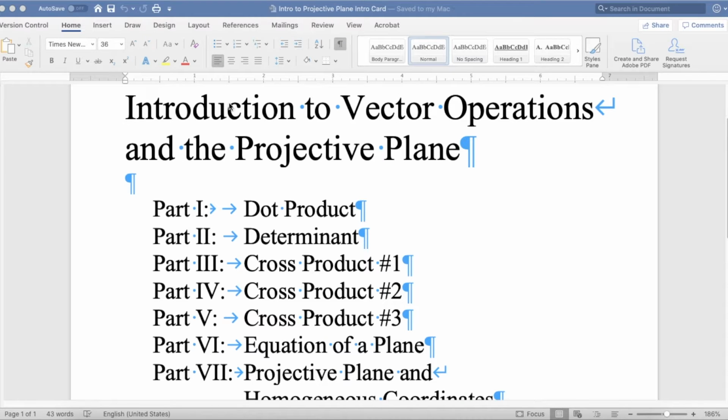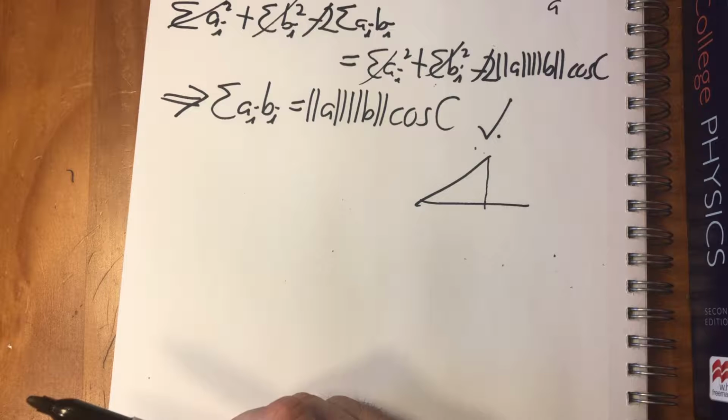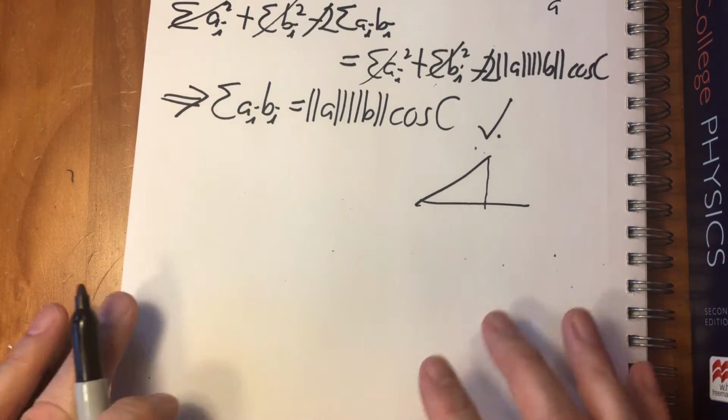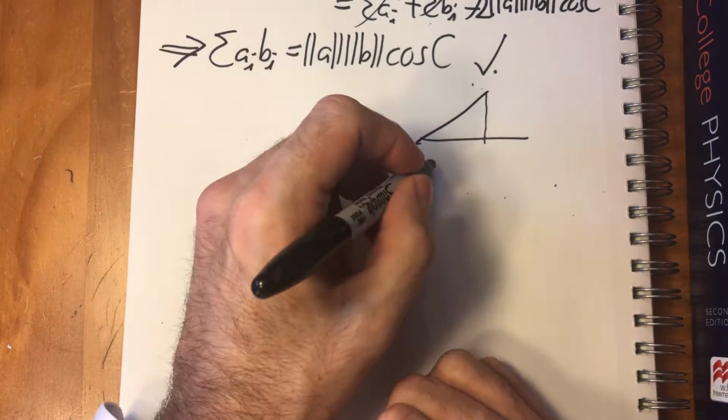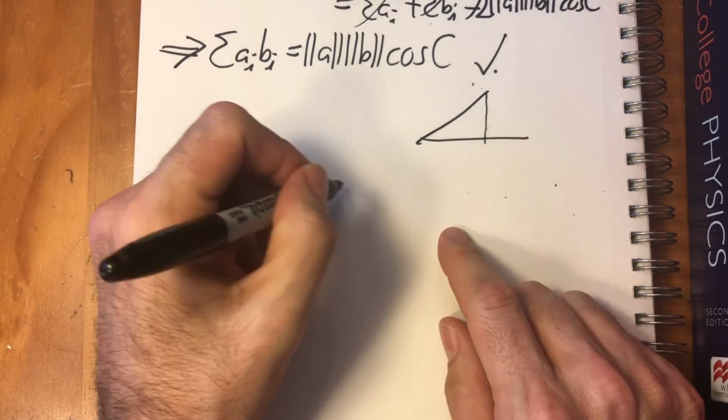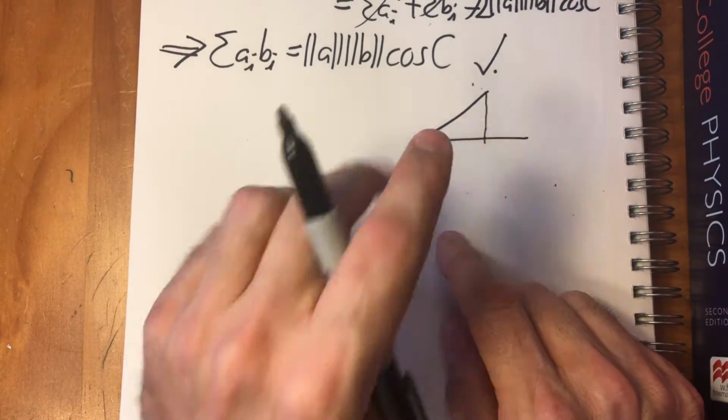Hi everyone, we are continuing with our introduction to vector operations and the projective plane. In the last video we covered the dot product, so next up is the determinant and how it relates to the dot product. Okay, so that's what we end up with. That's what we get for multiplying the like components together and adding them up.